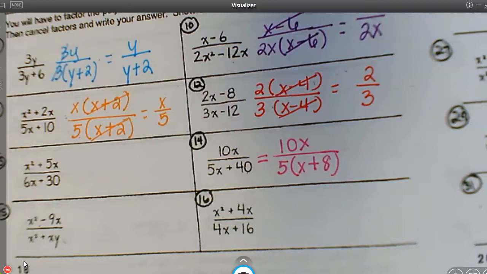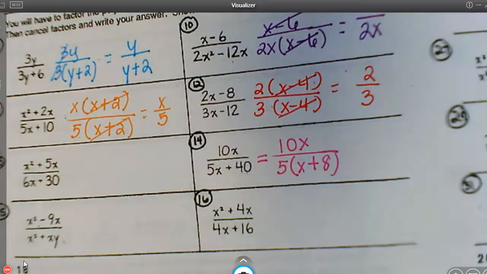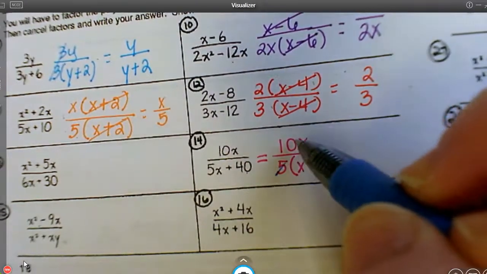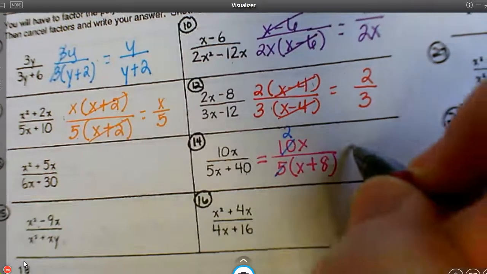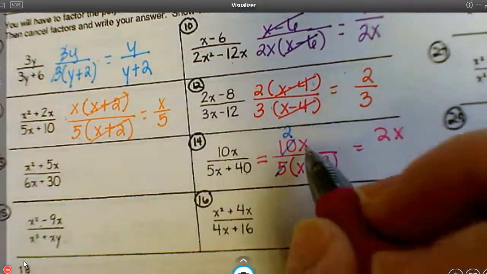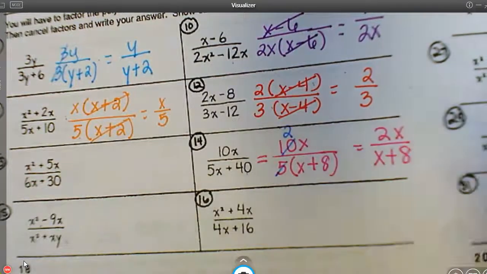On the surface, it seems like there's nothing to get rid of or nothing that will cancel or factor. But because the 5 and the 10 are not one whole term, you can divide the 10 and the 5 both by 5. And when you do that, it's like you're dividing 5 by 5 and then 10 by 5. So that means that you're left with a 2 on the top. So on the top you've got 2 and then your x. On the bottom, the 5 isn't there, and you get x plus 8.